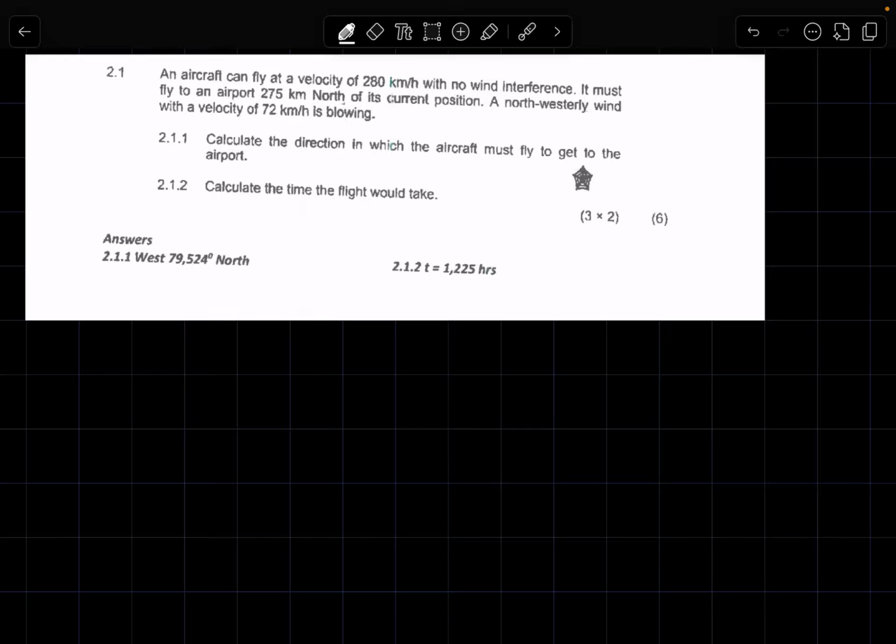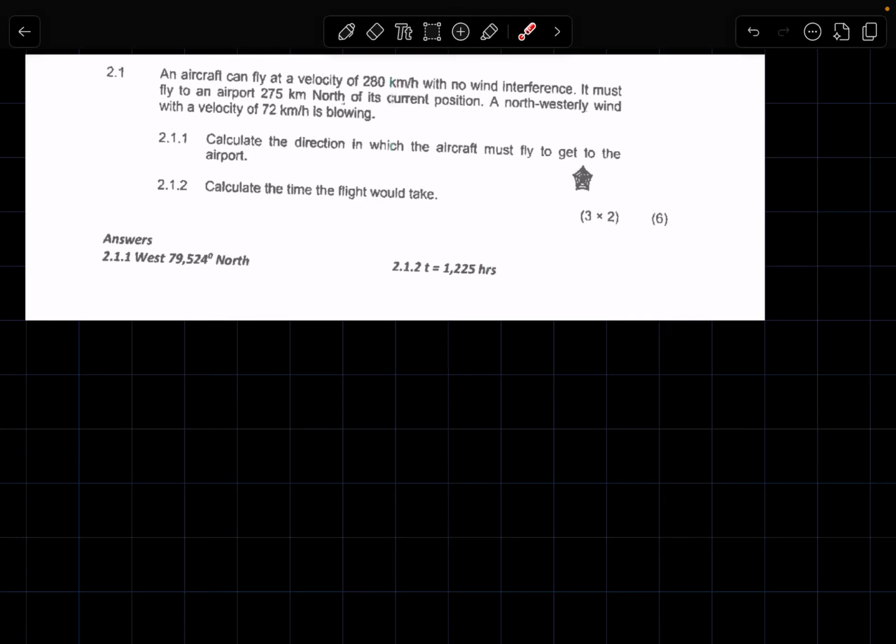Right, let us look at this exercise based on resulting velocity so as to have an idea of how to tackle such a scenario. So let's first read the problem statement. An aircraft can fly at a velocity of 280 kilometers per hour with no wind interference. It must fly to an airport 275 kilometers north of its current position. A northwesterly wind with a velocity of 72 kilometers per hour is blowing, right?